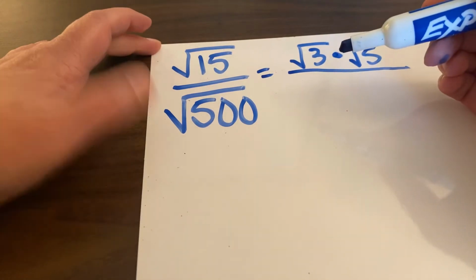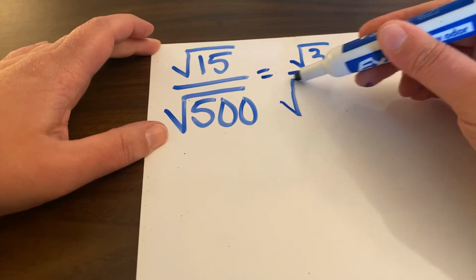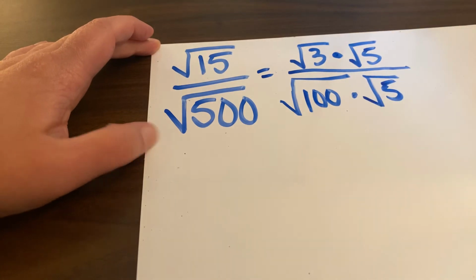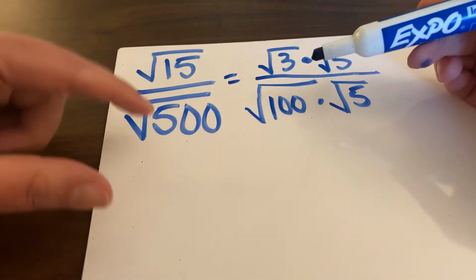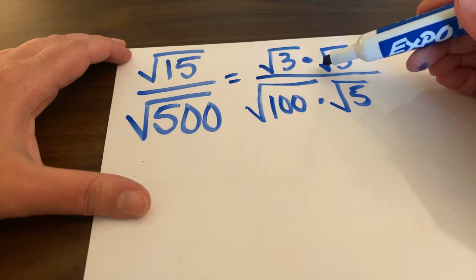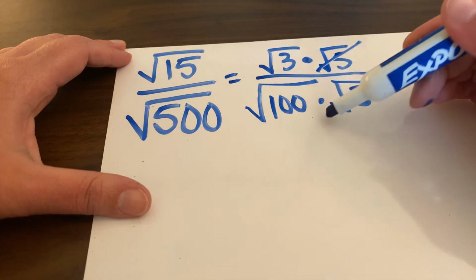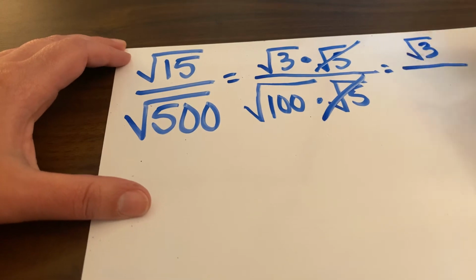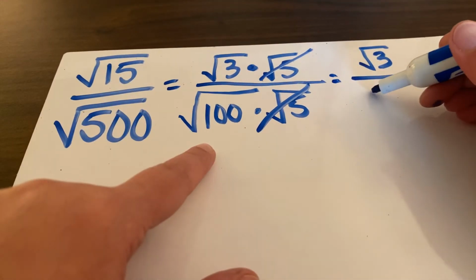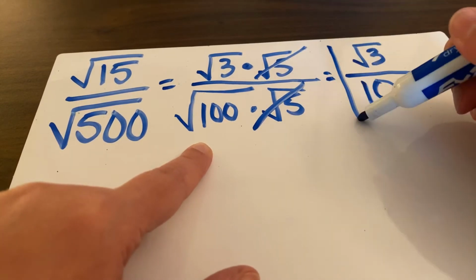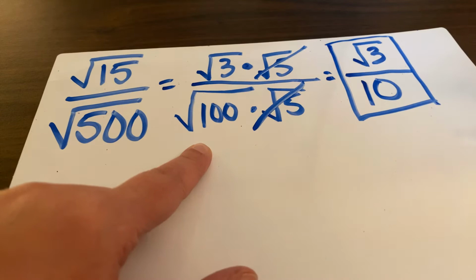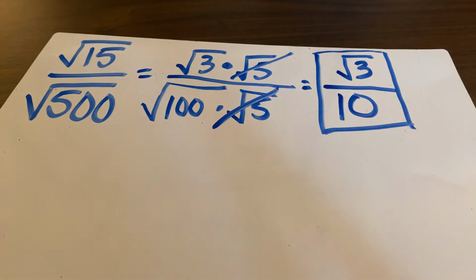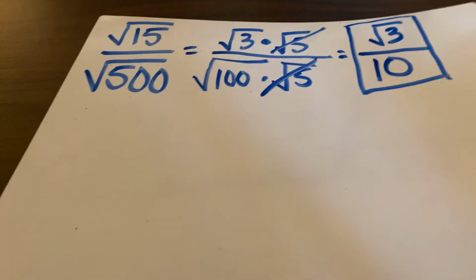Okay. And the square root of 500, could that be written as the square root of 100 times the square root of 5? Yes, it can, right? Because 5 times 100 is 500. When you have the square root of 5 divided by the square root of 5, they cancel. So those two disappear. And we are left with the square root of 3 on top. And what's the square root of 100? That's right, it is 10. So we have the square root of 3 over 10 is our final answer. Okay, that one wasn't too bad. Let's try a more challenging one.